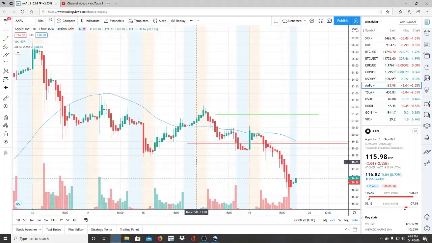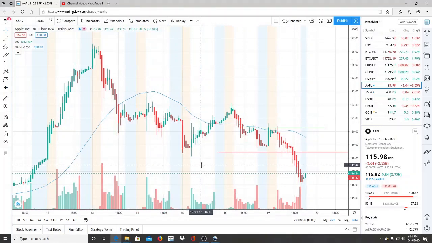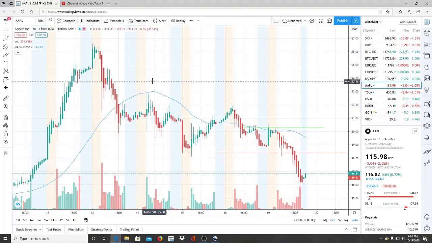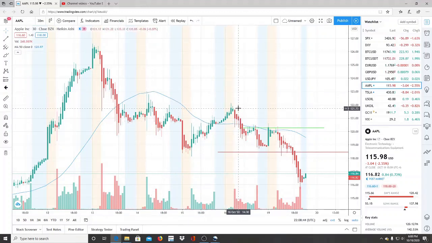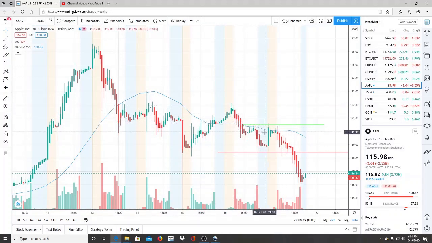So Apple Inc. has actually been in a downward trend. It broke through the 50-day moving average several times in the last couple of weeks and days, just about one time here on the 14th. It broke through it on the 15th to the 16th, and recently it broke through it about two times, and now it's been in a bearish run.